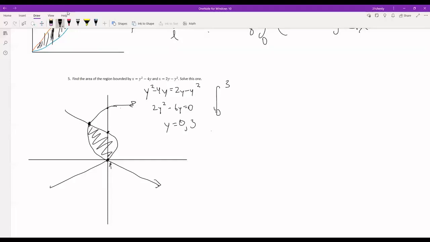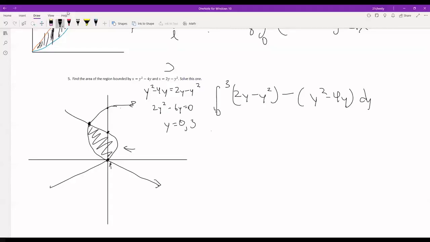And then we're just doing the right function minus the left function. Right function is the one facing like this, which is the second function. And then that leaves the other one to be the left function, dy. And then we actually have to solve this one.